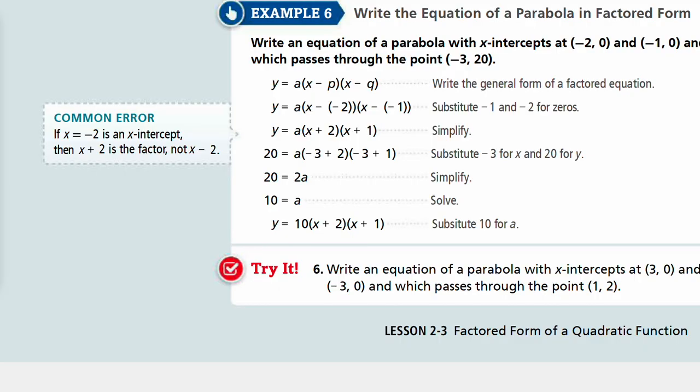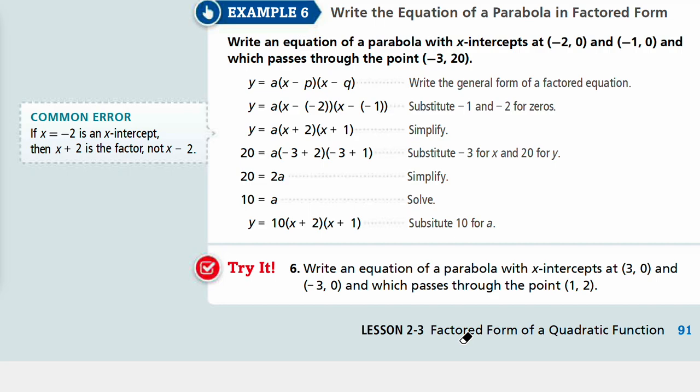Algebra 2, lesson 2-3, example 6: write the equation of a parabola in factored form. This is the last example of this lesson. Write an equation of a parabola with x-intercepts at (-2, 0) and (-1, 0), and which passes through the point (-3, 20).